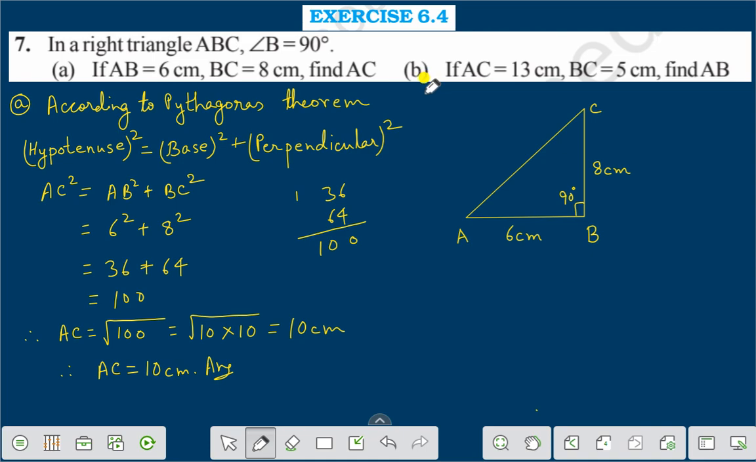Now we solve question number B. In question number B, it is given that angle B is 90 degrees and AC is 13 centimeters. And BC is given 5 centimeters. We have to find the value of AB. Let us find. Here again, we are writing in the same way.